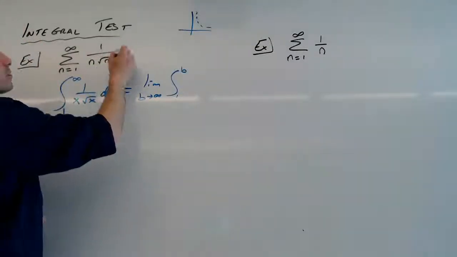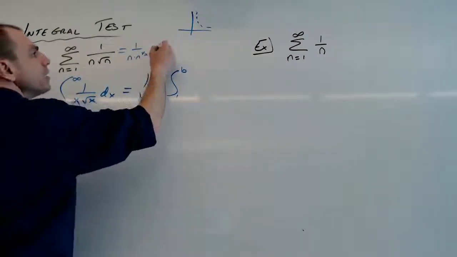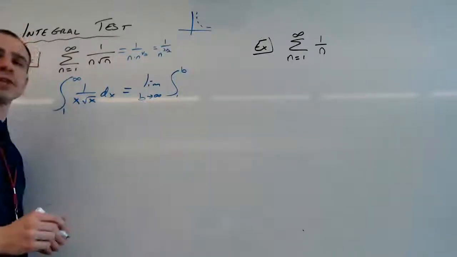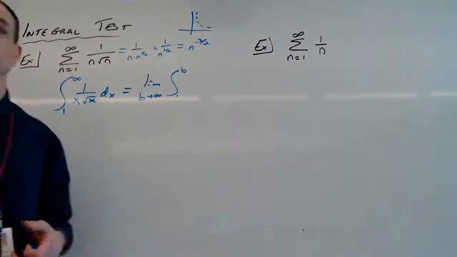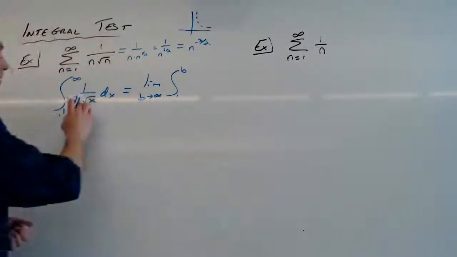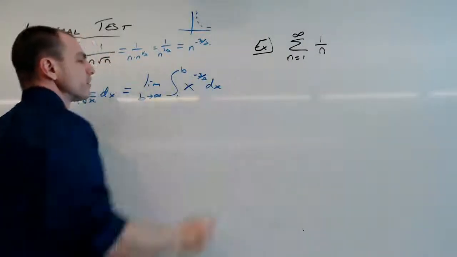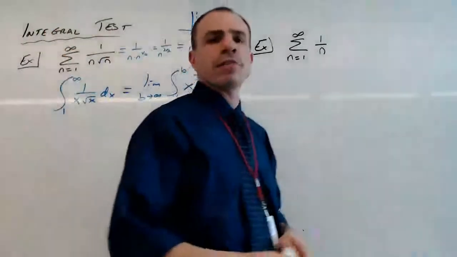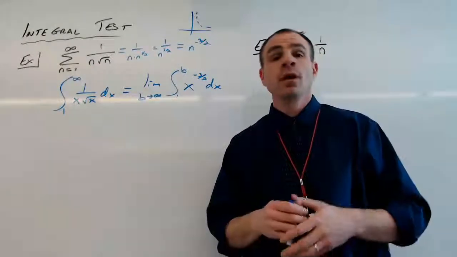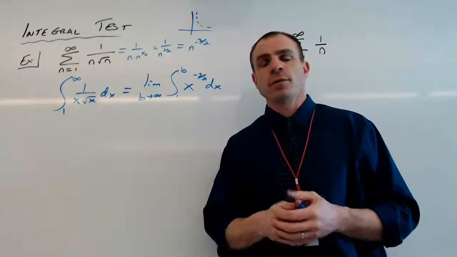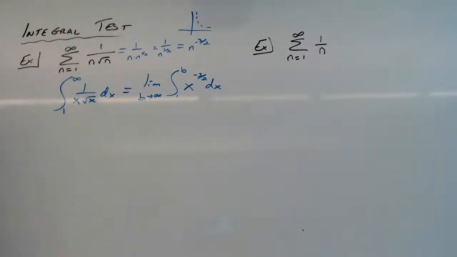And again, up here, this is really 1 over n times n to the half. And we can add in our exponents. We have n to the 3/2, which we know is n to the negative 3/2 once we move that term up into the numerator. So the same thing is going to happen here, just in terms of x. So we have x to the negative 3/2 dx. If we can determine that this integral converges, then that means the series is going to converge. So let's go ahead and find this integral if possible.